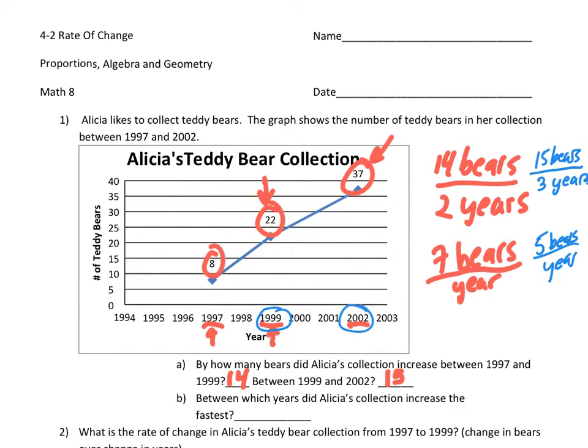So which one was faster? Was it faster when it was going 7 bears per year or 5 bears per year? It was when it was going 7 bears per year. When was that? That's between 1997 and 1999.